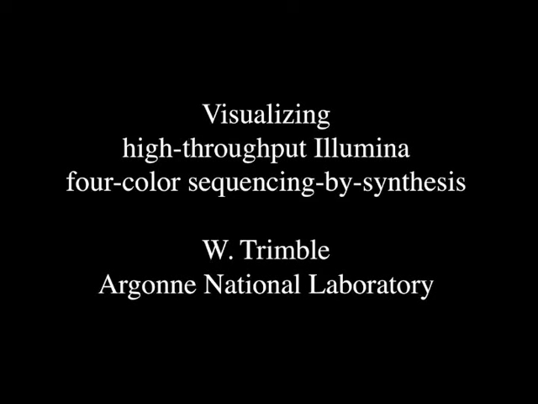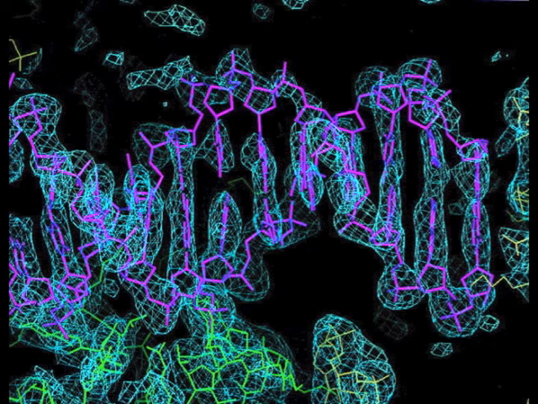Visualizing high-throughput Illumina four-color sequencing by synthesis. All living things use the same chemical for the storage of genetic information, DNA. Long molecular chains of DNA carry the genetic information from generation to generation of all living things.